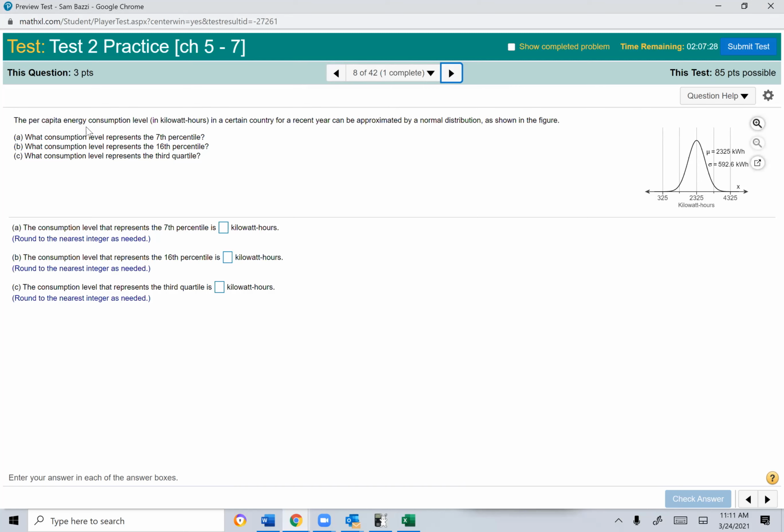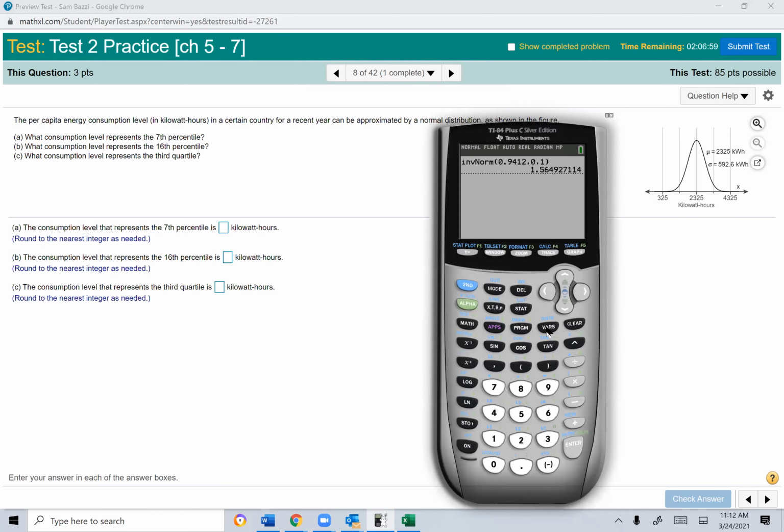The per capita energy consumption level in kilowatt hours in a certain county for a recent year can be approximated by this distribution. The mean is 2,325 and the standard deviation 592.6. What consumption level represents the 7th percentile? 7th percentile means 7%. That means the area to the left, guys, is 7%. To do this one, you just go to your calculator and do exactly the same thing as we did in the previous exercise, inverse norm, but you put 7% here.